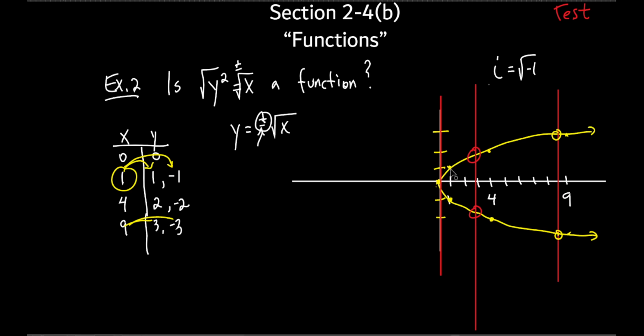It's got to be able to hit anywhere on that graph. Okay? Anywhere on that graph. In order to be a function, the vertical line can only hit that graph one time. But it hits here twice and it hits here twice. Anywhere else you put a vertical line, it's always going to hit twice.